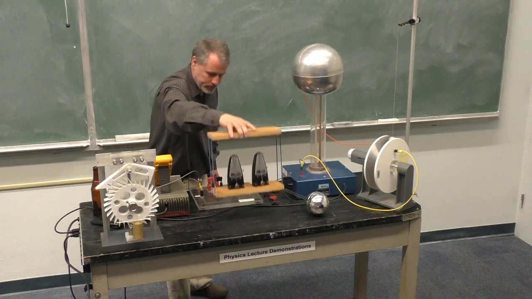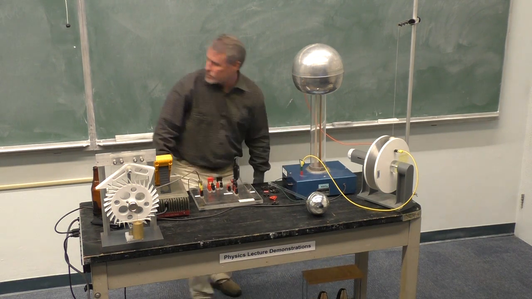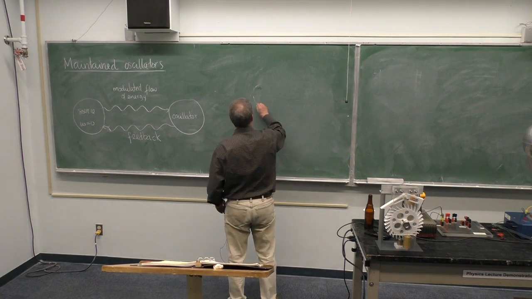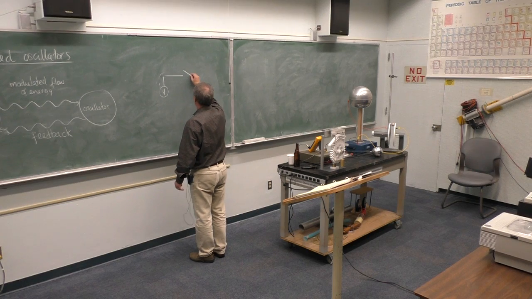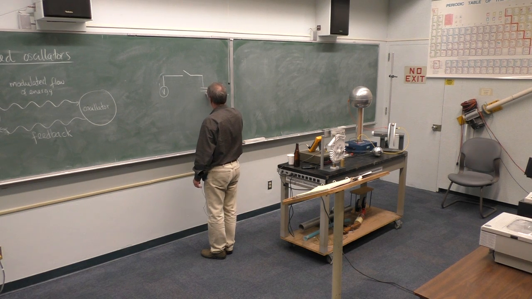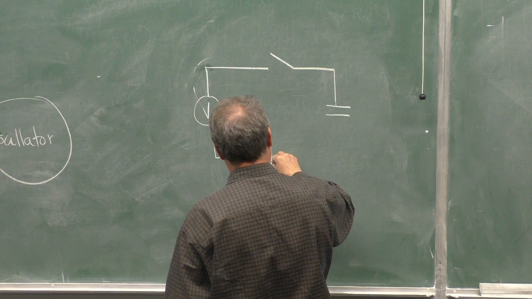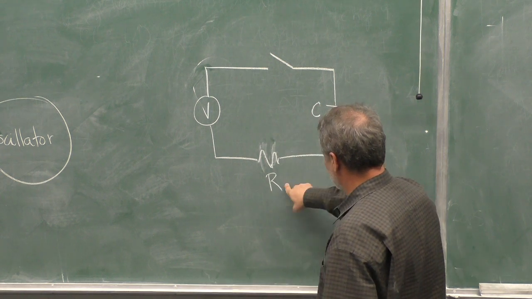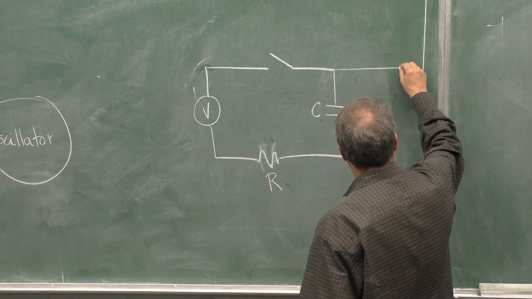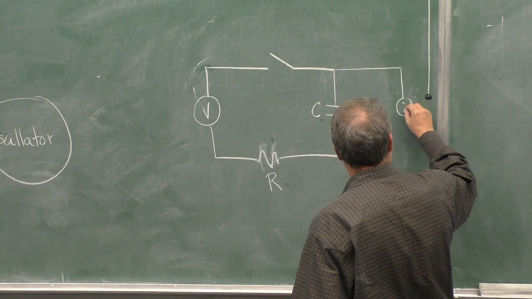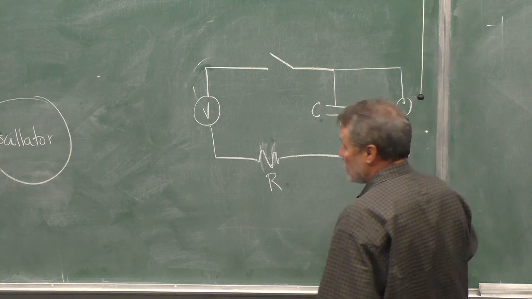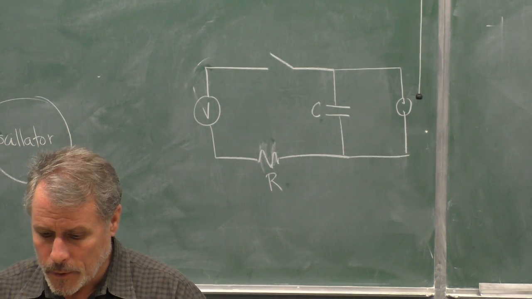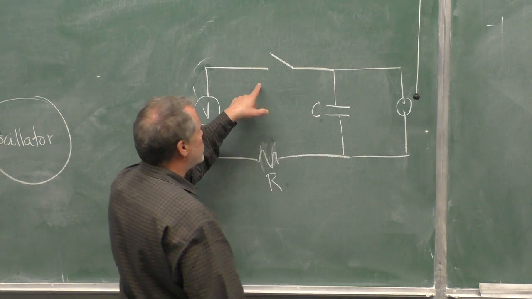let's take a look at this circuit. I have a DC voltage source, switch, capacitor, resistor. Capacitance C, resistance R, and then this capacitor is in parallel with a neon light bulb. Okay, so when I turn the switch on, what happens?